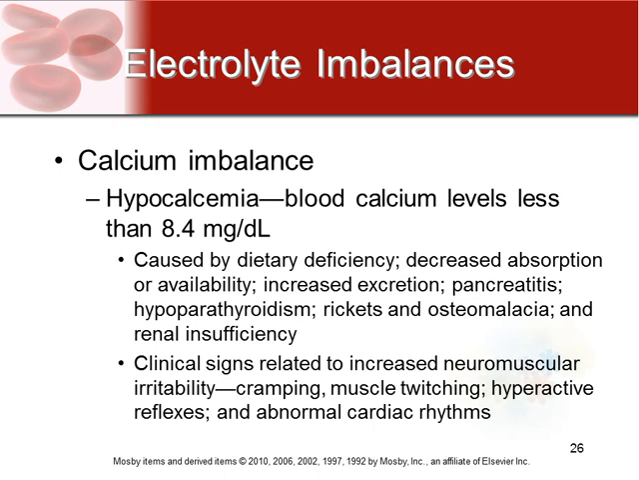You can also have a decreased absorption or an increased excretion, peritonitis or hypoparathyroidism, or skeletal problems like rickets or osteomalacia. And that's because your body's either putting too much calcium into your bones or it doesn't have what it needs to use the calcium. Or renal insufficiency, because when you have renal insufficiency, your kidneys aren't doing a good job of excreting what they should and keeping what they should.